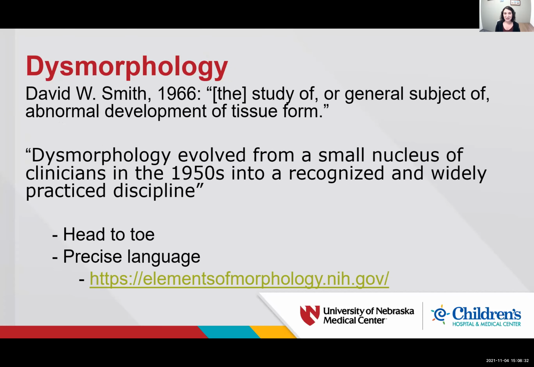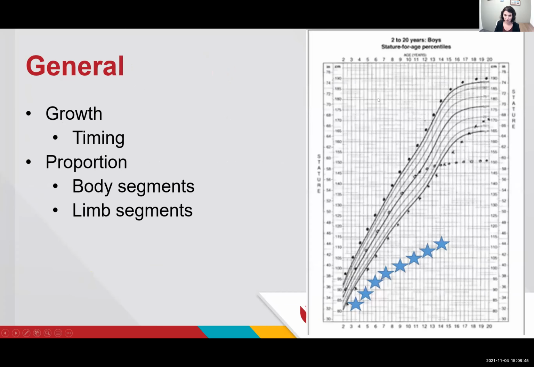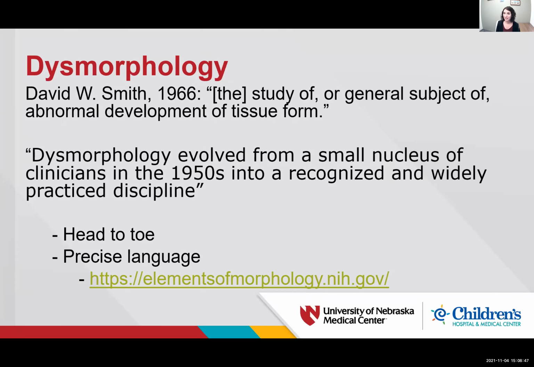So by definition, what is dysmorphology? In 1966, David Smith, who's widely regarded as a father of dysmorphology, described this as the study or general subject of the abnormal morphogenesis and development of different tissue forms. This then evolved into kind of a small nucleus of clinicians who are experts in dysmorphology to a more broadly and widely recognized discipline. But there are key tenets to this that are pertinent to everyone and include kind of a head to toe exam and using really precise language. So whether or not you call it that, everyone does dysmorphology to some extent.